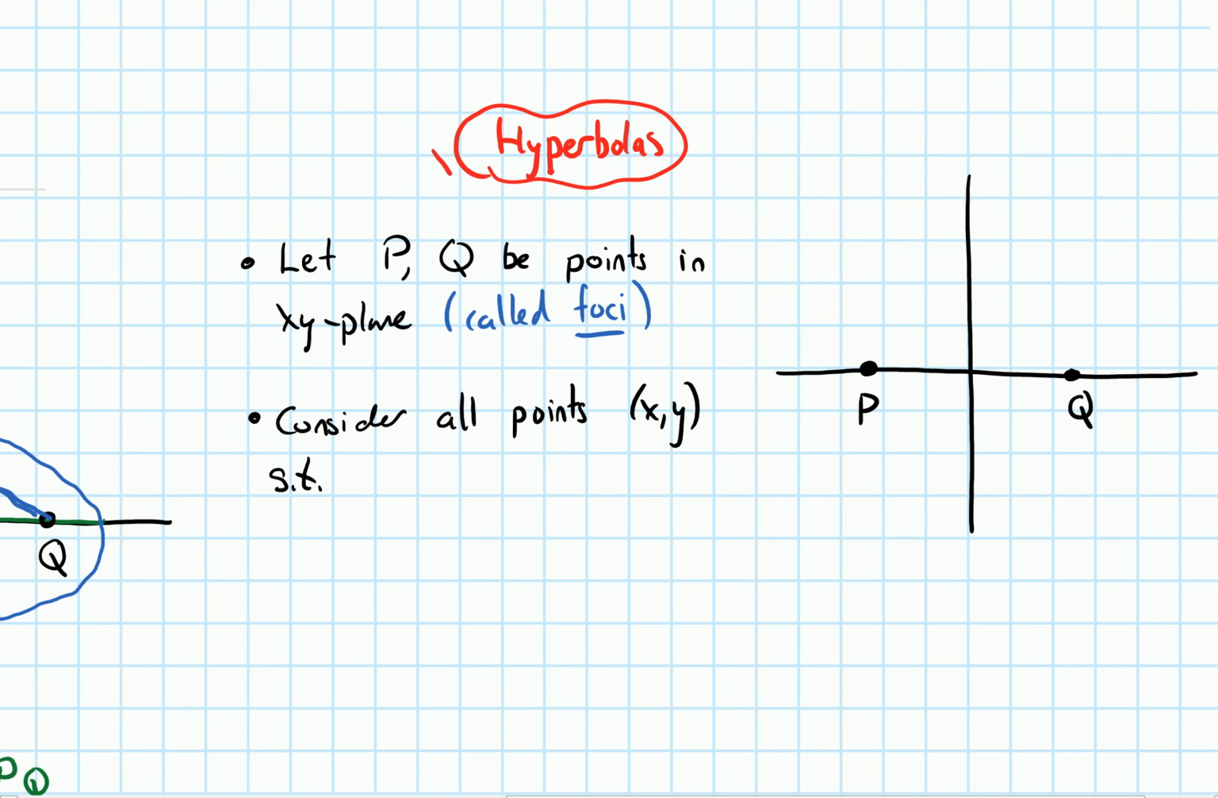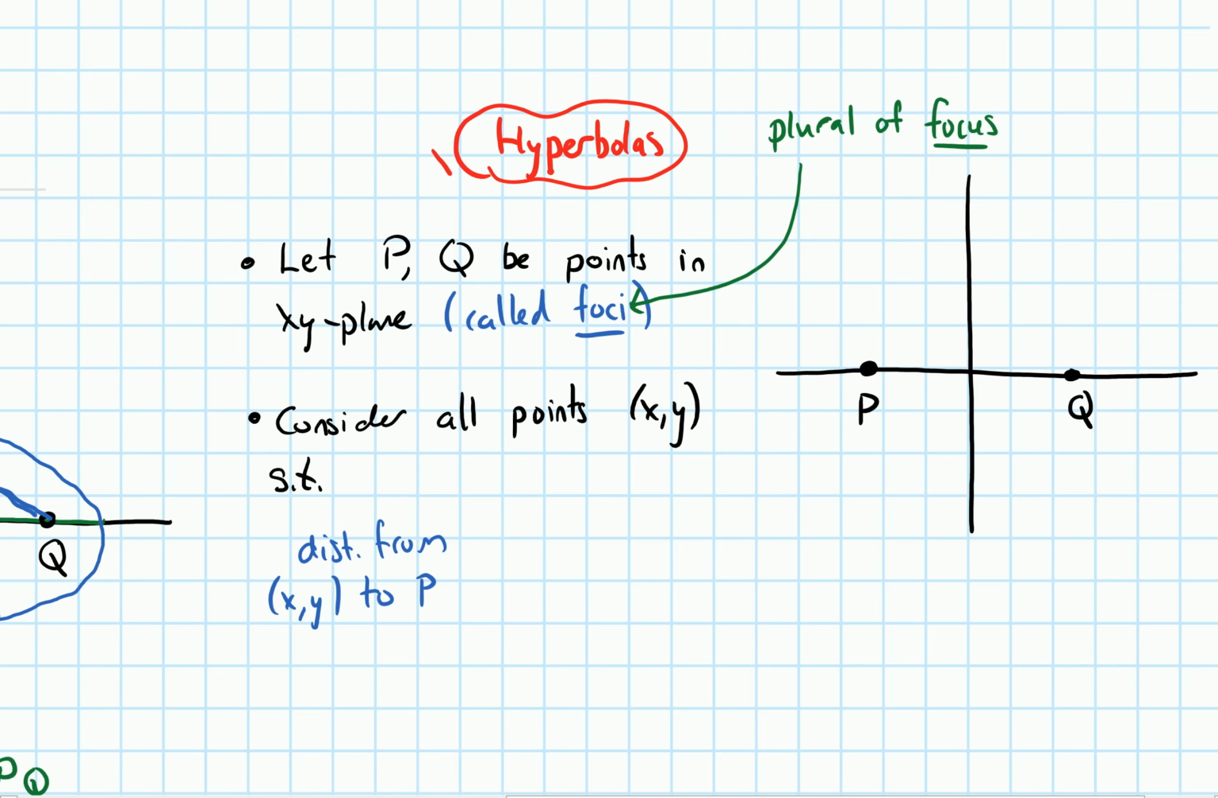All right, so now I want to consider all points x comma y, such that the distance from the point xy to the focus P, and remember that foci is just the plural of the word focus. We mentioned that in the last video on ellipses. I'm just reminding ourselves of that. So a parabola has one focus. An ellipse and a hyperbola have 2 of them. So we say they have 2 foci.